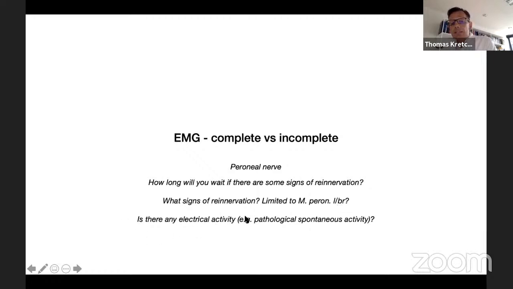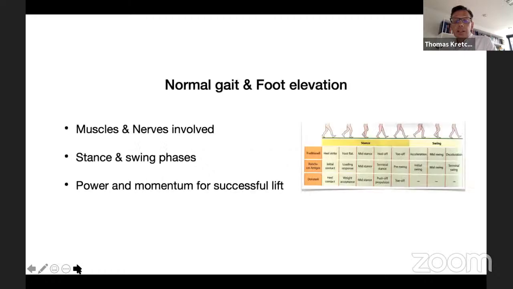And another interesting thing is if there is any electrical activity at all, also meaning pathological spontaneous activity. Because if there's none anymore, this could be a sign for change of muscle into fibrous tissue. I will not go into the details because we heard about that before.